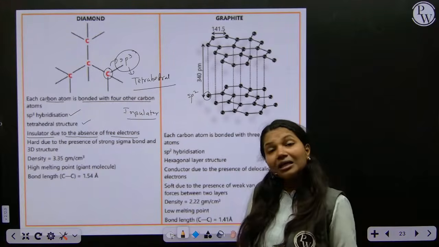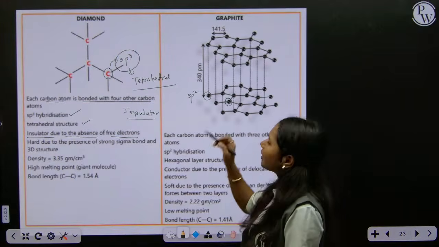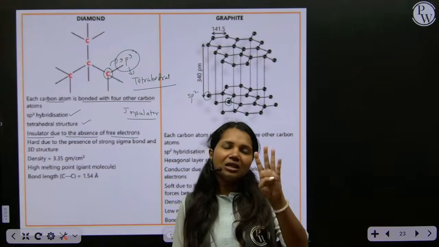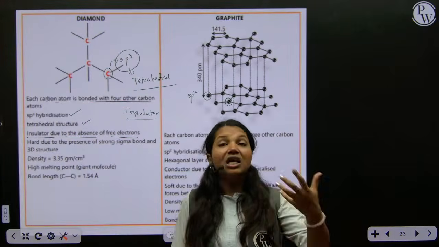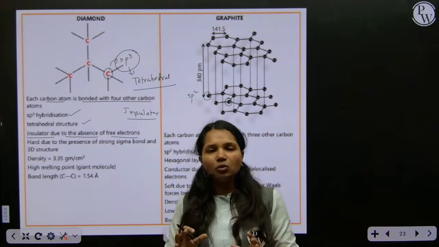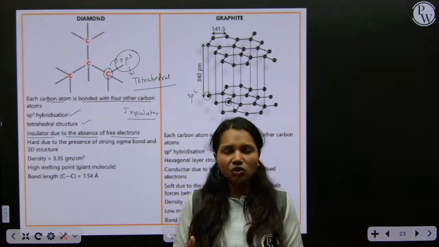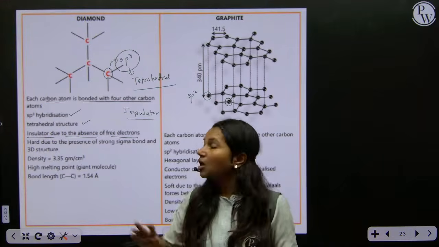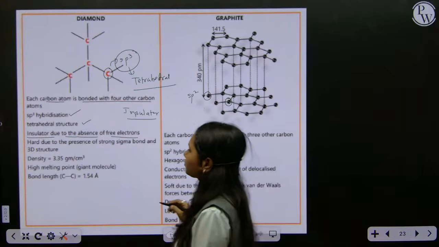But graphite conducts. Carbon has 4 valence electrons, but here it is using only 3. So the 4th electron is free, which can move from here to there, and can conduct. But diamond cannot conduct because all 4 are being used. What is the criteria for a compound to be a conductor? It should have charge, either in the form of electrons or free ions. So graphite conducts because it has 1 free electron.